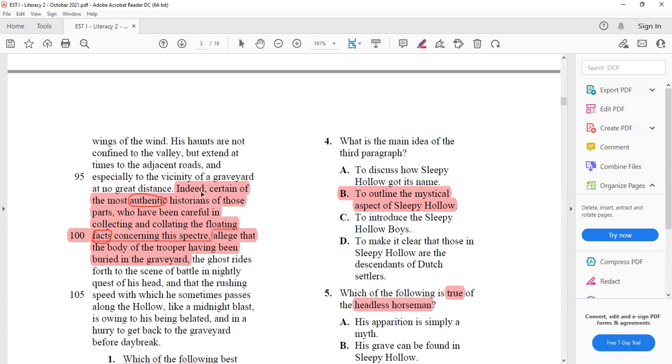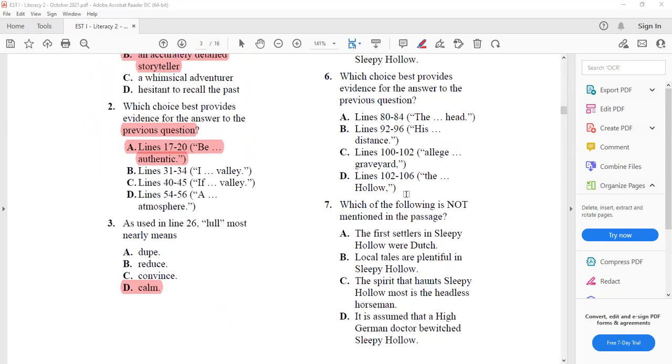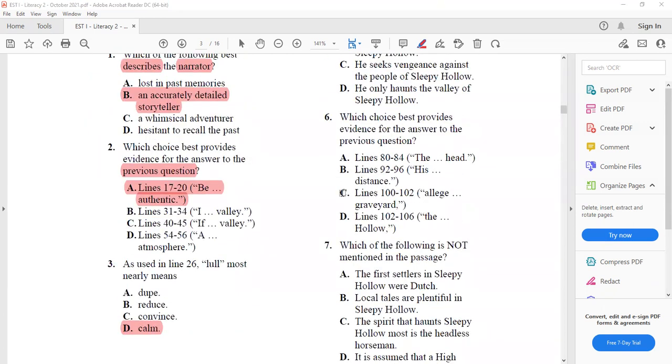Let's read it again. Indeed, certain of the most authentic historians of those parts who have been careful, so the historians that they wrote about him, careful in collecting and collating the floating facts concerning this spectra, concerning the headless horseman, allege that the body of the trooper having been buried in the graveyard. Okay, mister. Now we need to find the match. The fourth step. So the answer here is that one.